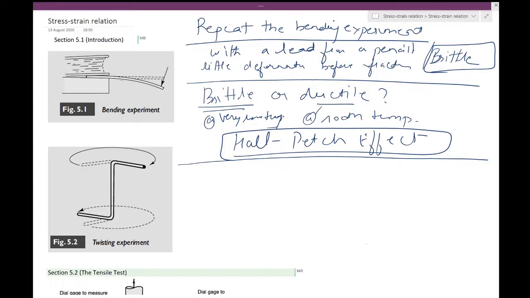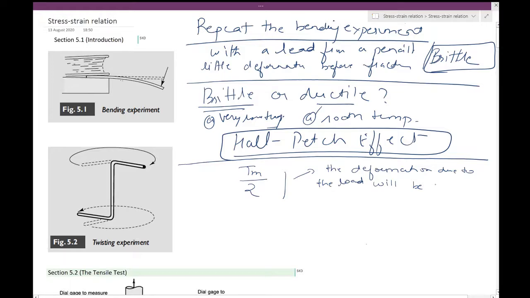Okay, another important behavior of materials becomes evident at absolute temperatures which are about half the melting point of the material. So if you have Tm as the melting point, and if you take half of it, and these are absolute temperatures, okay, on the absolute scale, the deformation due to the load will increase with time. Well, you can say the deformation with load has to increase with time.